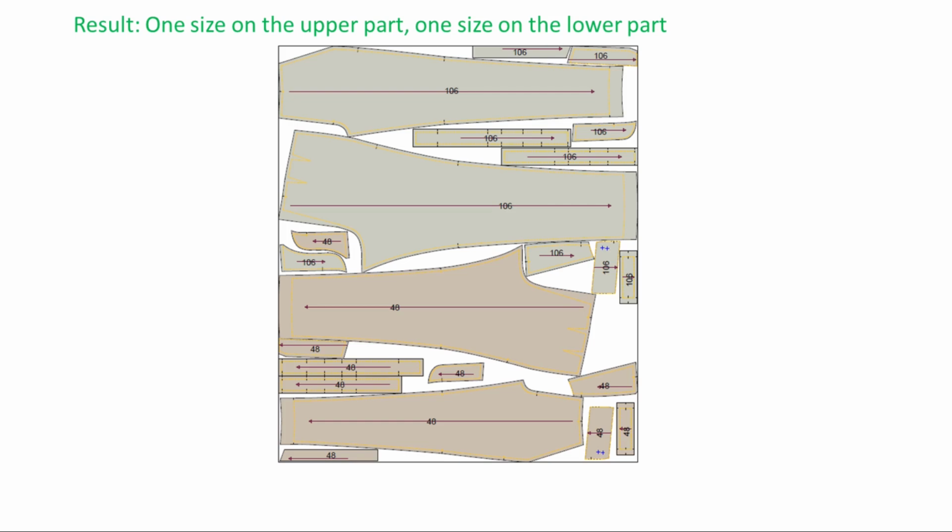And this is the result. The sizes are placed in the different horizontal quality zones. One size is laid on the upper part of the fabric and the other size on the lower part.